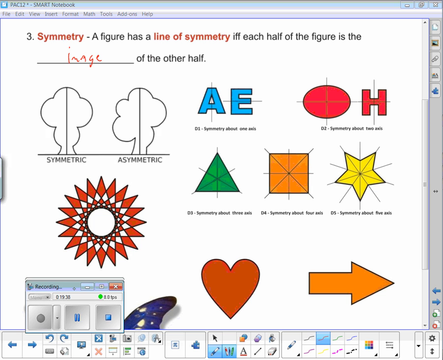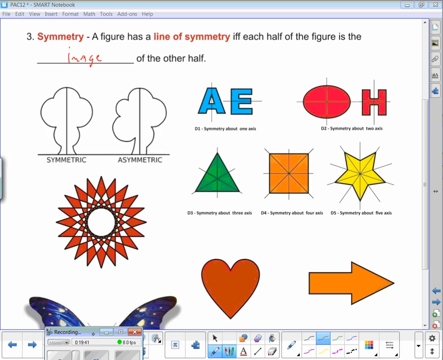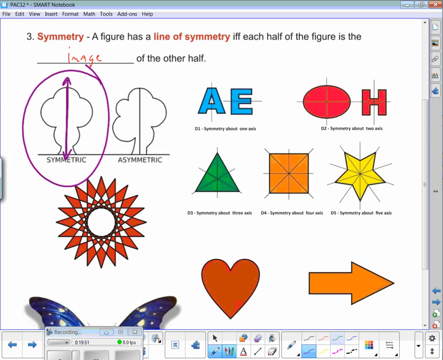So we've got some examples here. Just trying to focus your attention. Right here, the line of symmetry is this line right here, right? That's the line of symmetry. And the left side and right sides are mirror images, reflections. Do you agree?